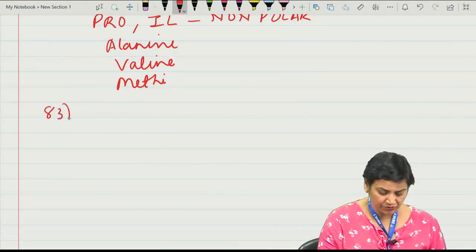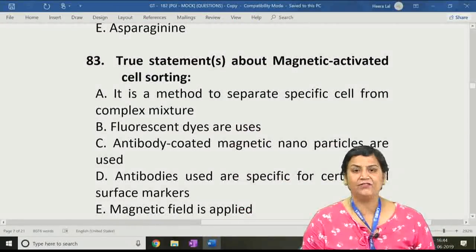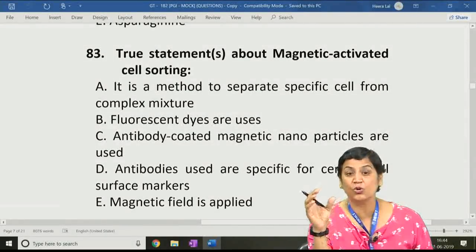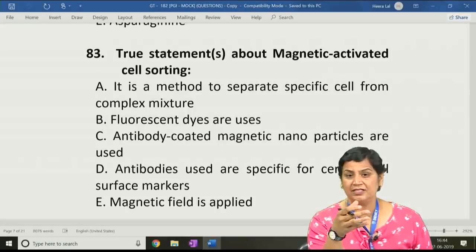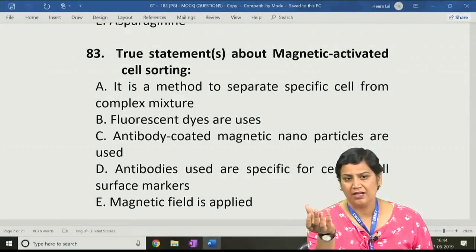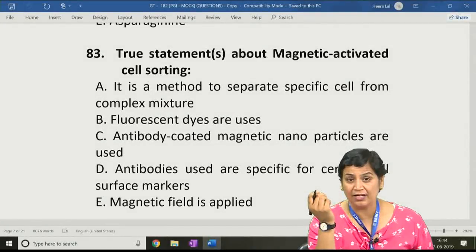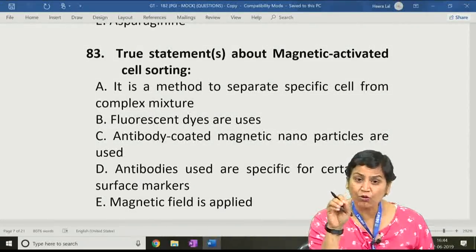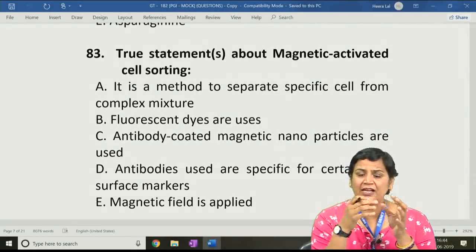Then question number 83: true statement about magnetic activated cell sorting. Now see, it is clear from the word itself. Magnetic activated cell sorting. Sorting means we are sorting out specific cells from a mixture of cells. This is again a very important application which is used nowadays. Now either we can centrifuge the sample or we can put a fluorescent dye so that specific particles will be fluorescent.